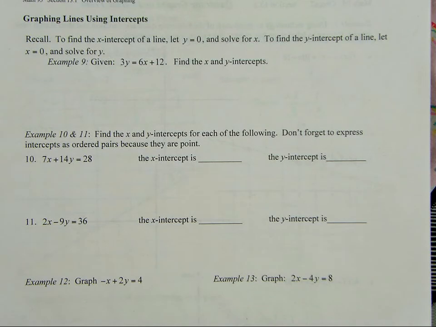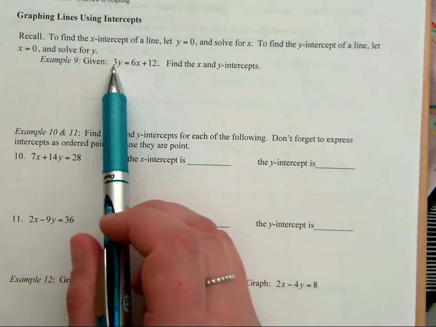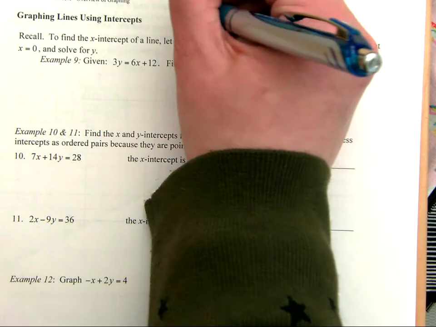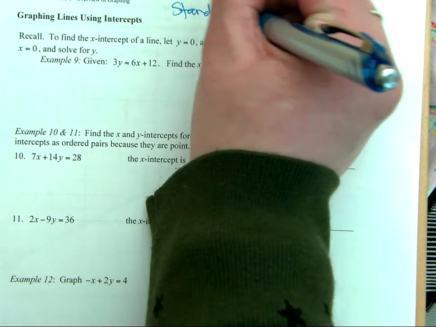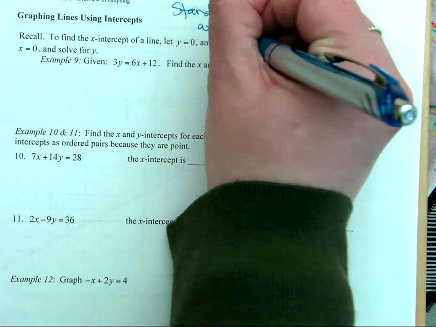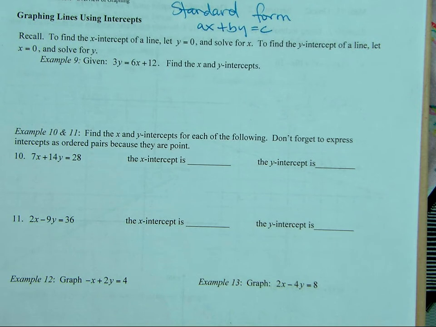Okay, let's go ahead and talk about a third way of graphing a line. Another way is that a line might be given to us in what's called standard form, ax plus by equals c. That's a little bit different than slope y-intercept form.